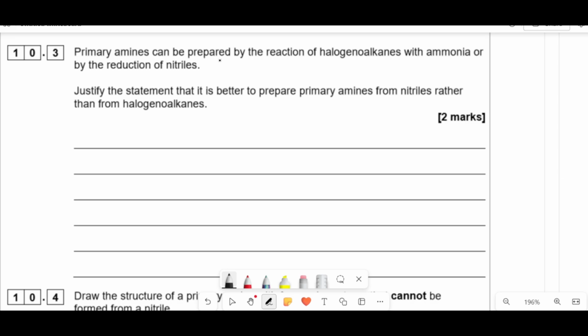Primary amines can be prepared by the reaction of halogenoalkanes with ammonia or the reduction of nitriles. Justify the statement that it's better to prepare them from nitriles rather than halogenoalkanes.